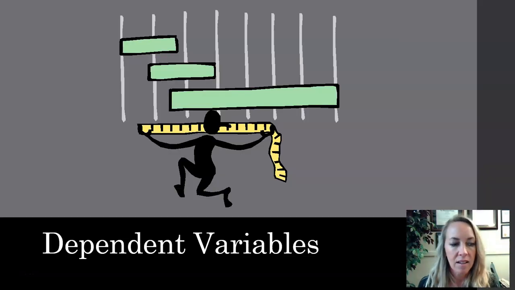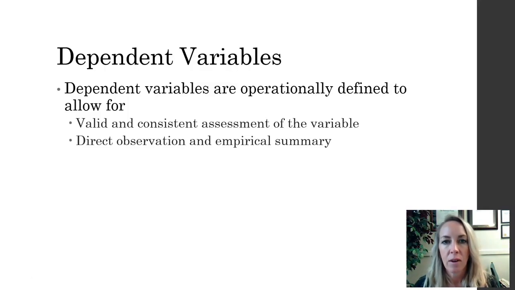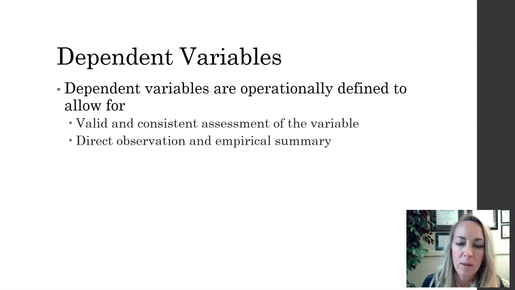So now, let's talk about dependent variables. Dependent variables are operationally defined to allow for valid and consistent assessment of a variable. We want replication of the assessment process. We need direct observation and empirical summary. For example, words read correctly per minute. That's a common measurement for reading fluency.